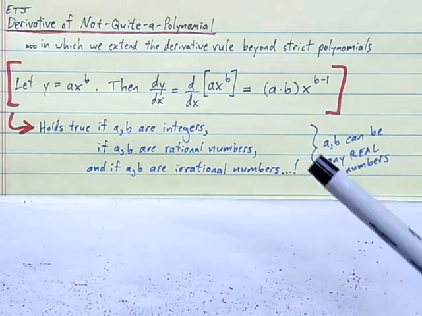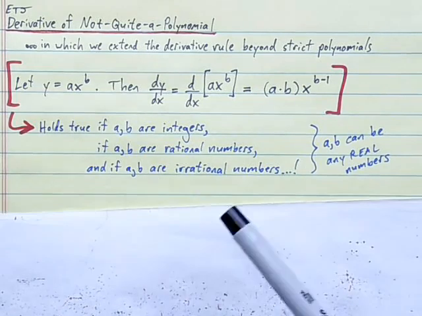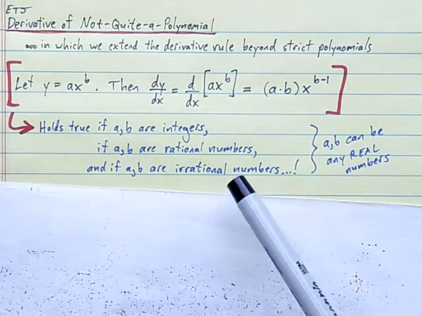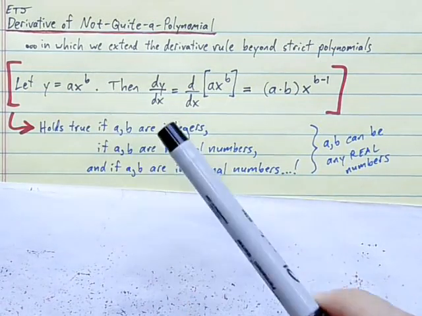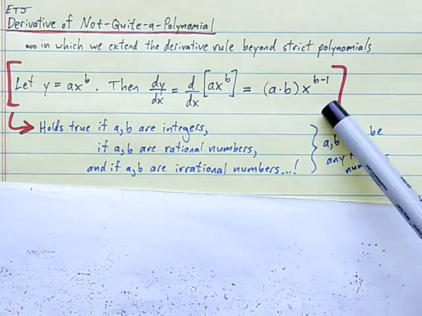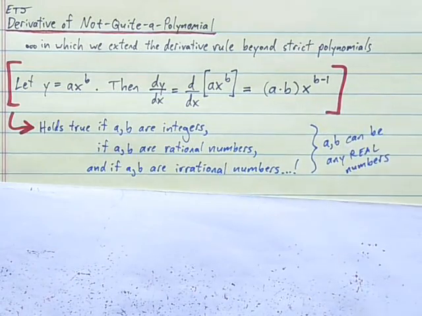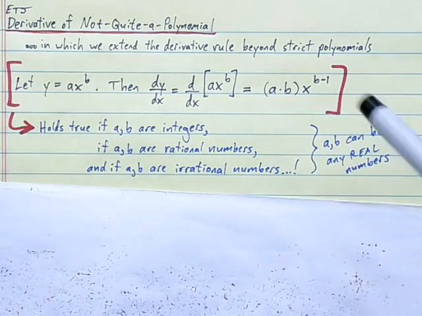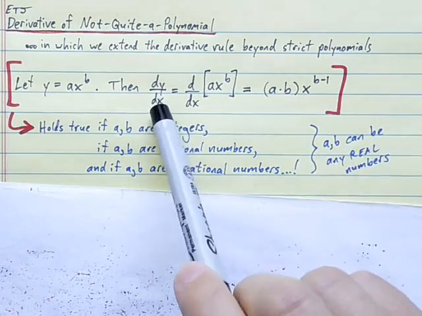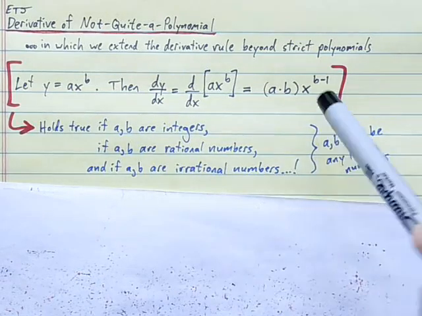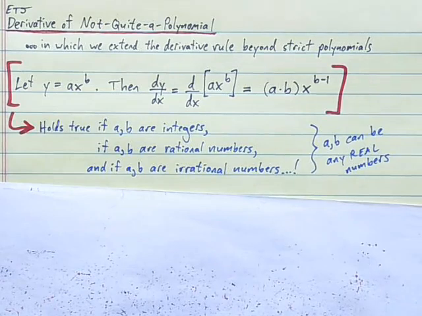But even more generally, if b, the exponent, is an irrational number, like pi or the square root of 2, then y is definitely not a polynomial, but the same derivative rule still holds. So in fact, the coefficient a and the exponent b can be any real numbers, and this is exactly how you find the derivative of such a function. So let's try it out.